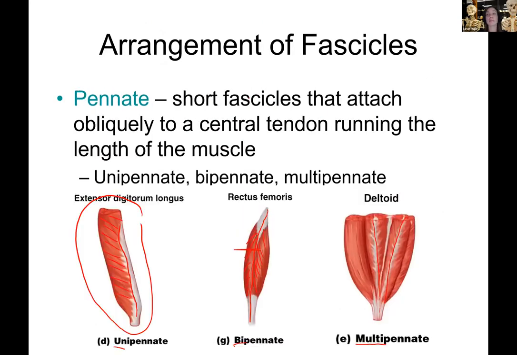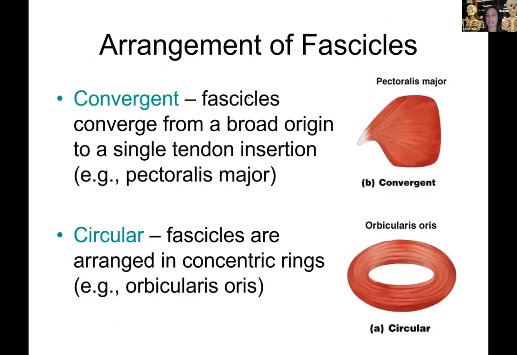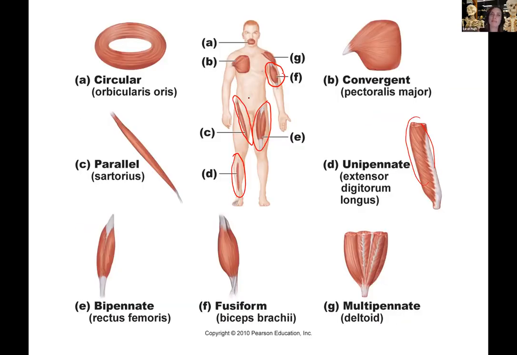And then your deltoid muscle is a good example of multipennate. So it gives it that triangular shape. And remember, your deltoid muscle is this sort of triangular shaped muscle up in the shoulder.